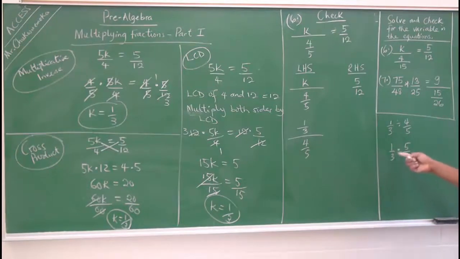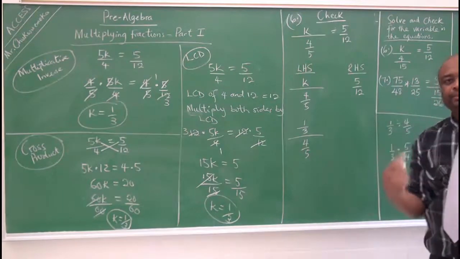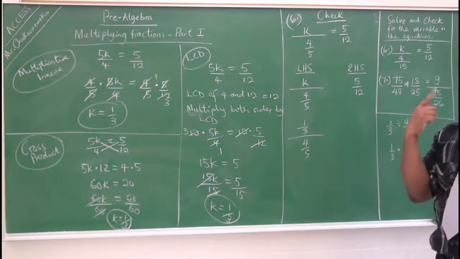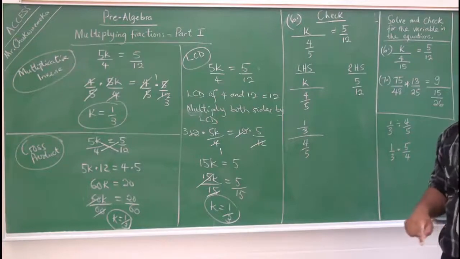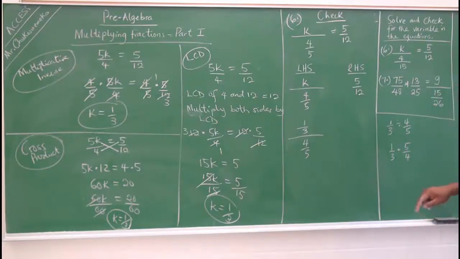I will still explain this when we come to division, but when you are dividing fractions, if you want to convert it to multiplication, you have to find the reciprocal of the second fraction, that's the fraction on the right hand side, and you multiply it by the first fraction. So you find the reciprocal of this, you flip it.